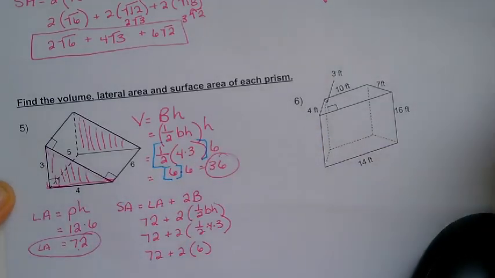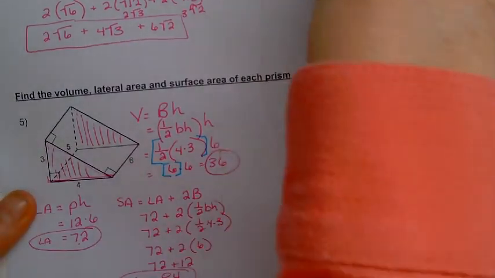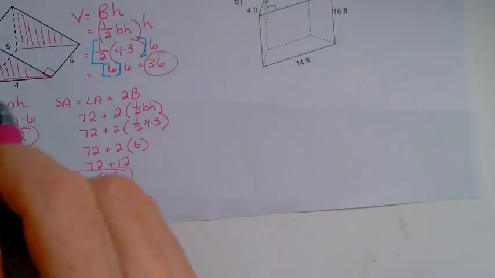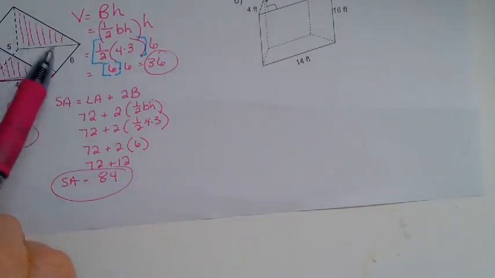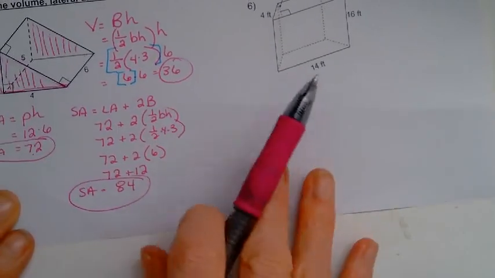And that's 72 plus 12, which is 84. And that is our total surface area. Our lateral area, we should expect to see that be less than our surface area, because the lateral area is just the sum of the area of all the sides. Now we're adding also the area of the bases to it. And that's our total surface area.